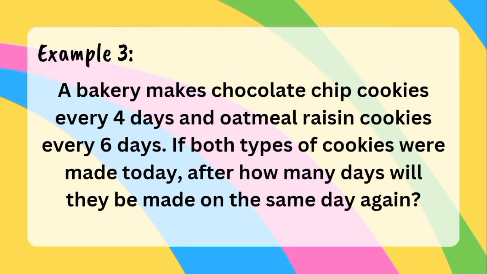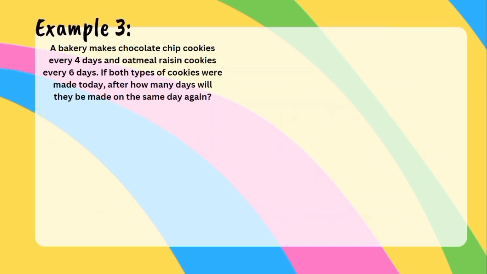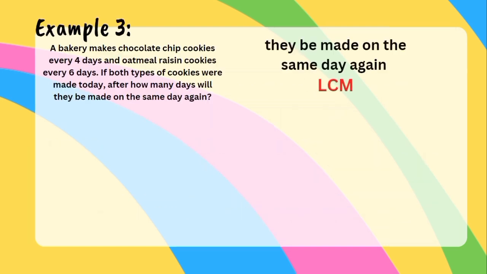Next, let's have another example, number 3. A bakery makes chocolate chip cookies every 4 days and oatmeal raisin cookies every 6 days. If both types of cookies were made today, after how many days will they be made on the same day again? So, again, let's identify the keywords. Yes, we have this phrase, they be made on the same day again. Kailan sila uli gagawin ng magkasabay? Again, kapag ganito ang ating keywords, ang gagamitin natin is LCM.